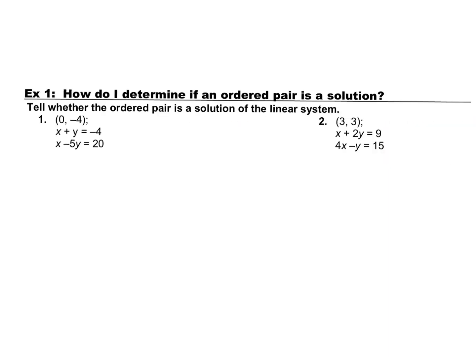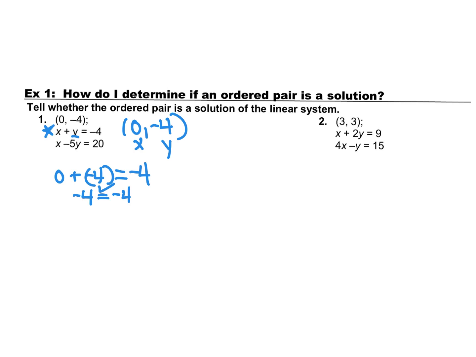So how do I determine if an ordered pair is a solution? Well, we've got that ordered pair (0, -4). Remember that the first coordinate is the x, the second coordinate is the y. And so what we're going to do is plug it into both of these equations to see if it ends up working. So I'm going to plug in my 0. I have x plus y is equal to -4, and I have x is 0 plus my y, which is -4. Is that equal to -4? Well, 0 plus -4 is equal to -4, so we could say that -4 is equal to -4. So we know it works for this one.